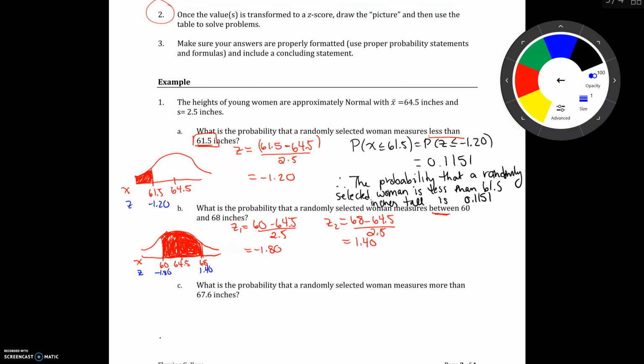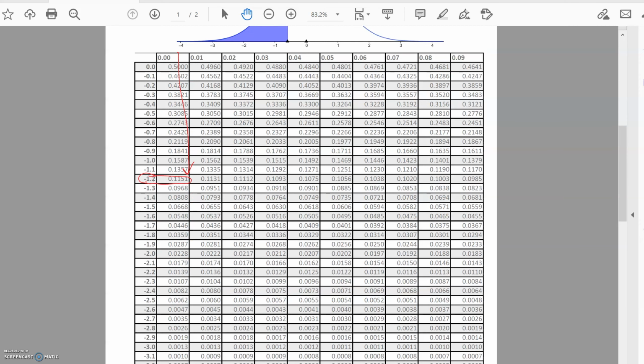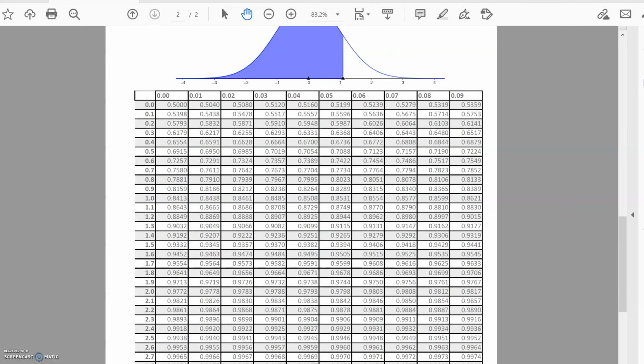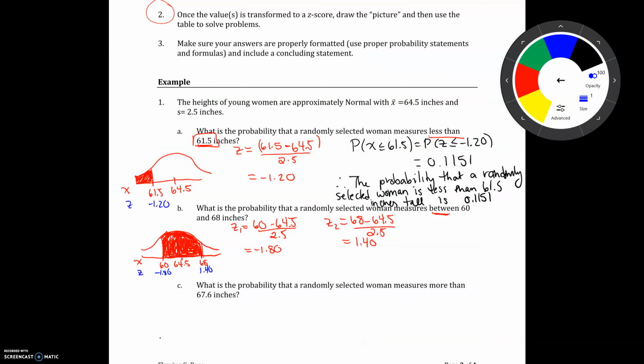The next thing we're going to do is look those values up in our chart. So a Z score of negative 1.8 corresponds with a probability of 0.0359. A Z score of positive 1.4 corresponds with a probability of 0.9192. Okay, so I've written down those values on our chart.